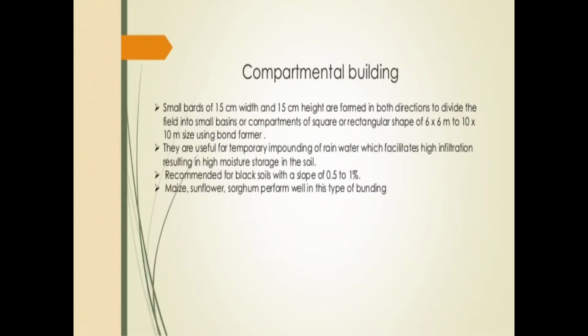Then next one, that is the compartmental bunding. Small beds of 50 centimeter width and 15 centimeter height are formed in both directions to divide the field into small basins or compartments of square or rectangular shape, of 6 by 6 meter to 10 by 10 meter size, using the bund former, that is known as the compartmental bunding. So these compartmental bundings are constructed as a square or rectangular shape of 6 by 6 meter to 10 by 10 meter size, using the bund former.